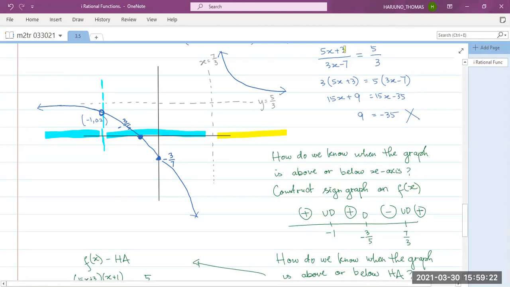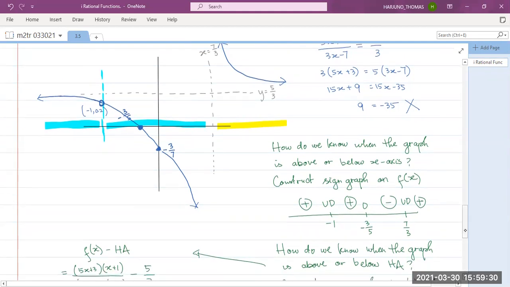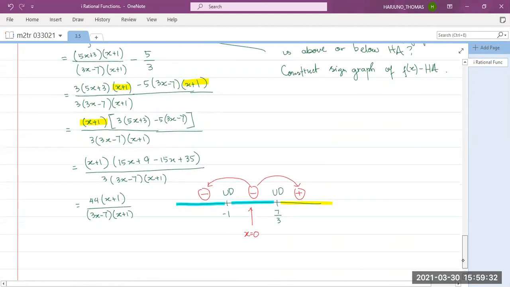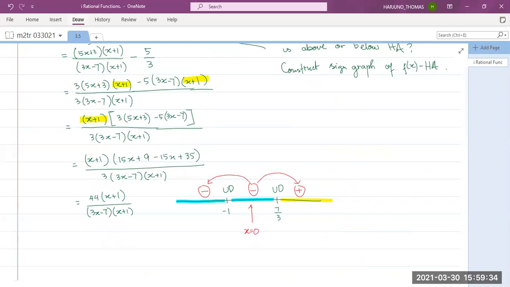Where is the 3 in front of 3x minus 7 x plus 1? Oh, I missed the 3 at the bottom, huh? Like this. Right? But the sign graph will be the same, right? Yeah, the sign graph will be the same.